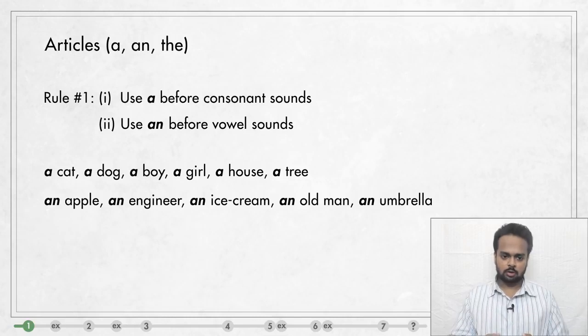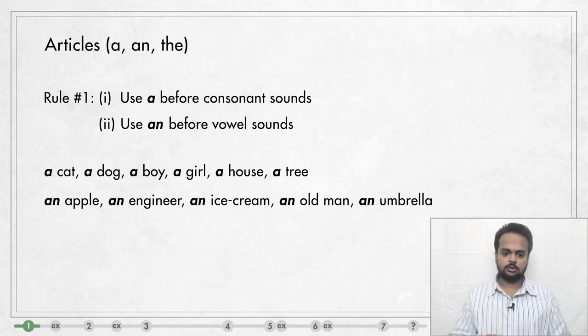So in all of these words, you see that they start with a consonant sound. Cat starts with k, dog starts with d, boy with b, girl with g, house with h, and tree with t. So we say a cat, a dog, a boy, a girl, a house, a tree, etc. Notice that in natural speech, we don't say a, we say like a cat.